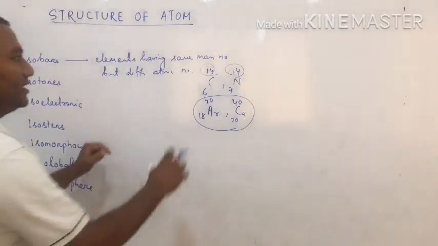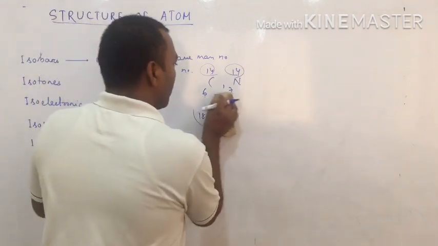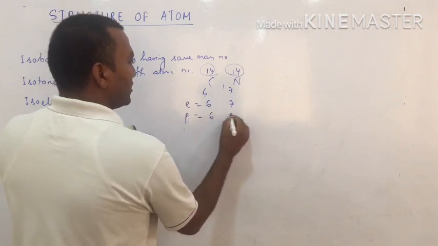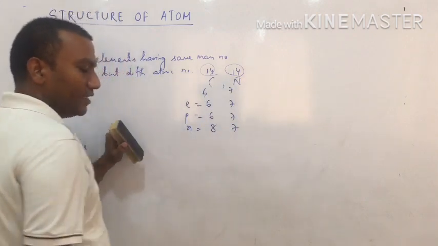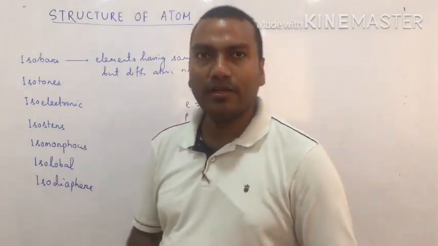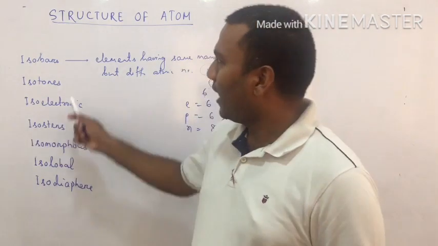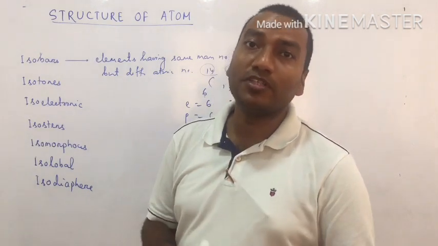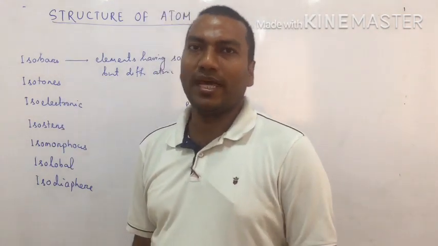So if you take this example, here the number of electrons 6, 7, protons 6, 7, neutrons 8, here neutrons 7. That means isobars have different electrons, different protons and different numbers of neutrons. So that's why for isobars, their physical and chemical properties are different, because different elements are present, right? So this is called isobar.